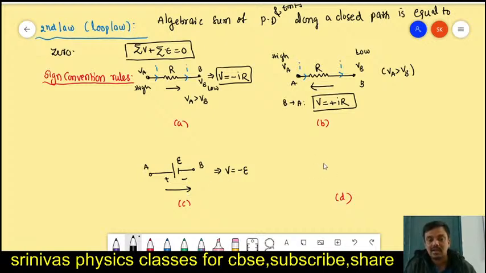Now the last diagram is the same cell. This is the positive terminal and this is the negative terminal. This is point A and this is point B, and you are going from negative to positive. That means you take the potential difference as positive, plus EMF, plus E. These are the sign convention rules.